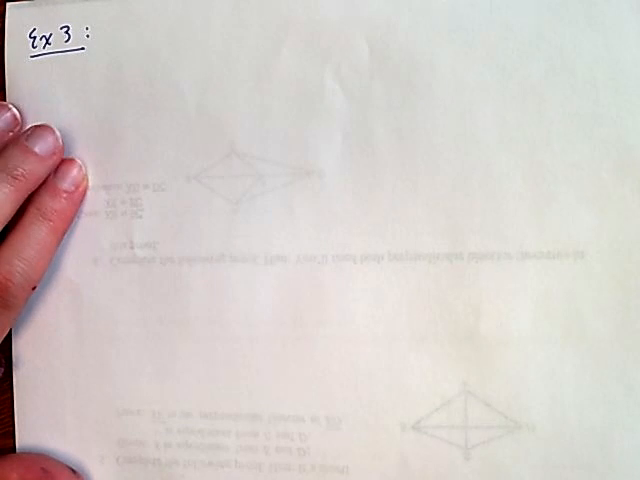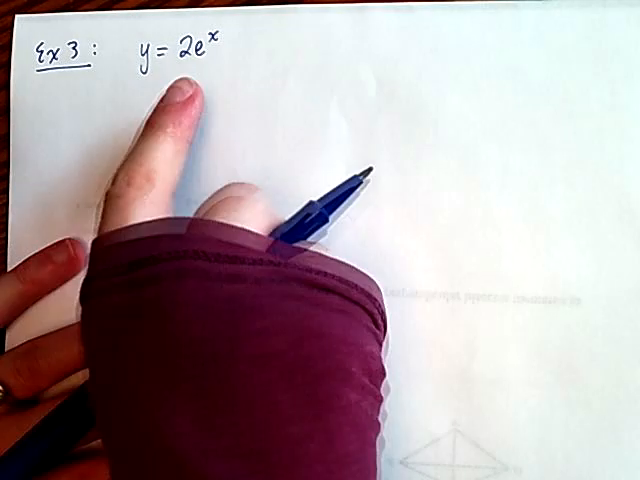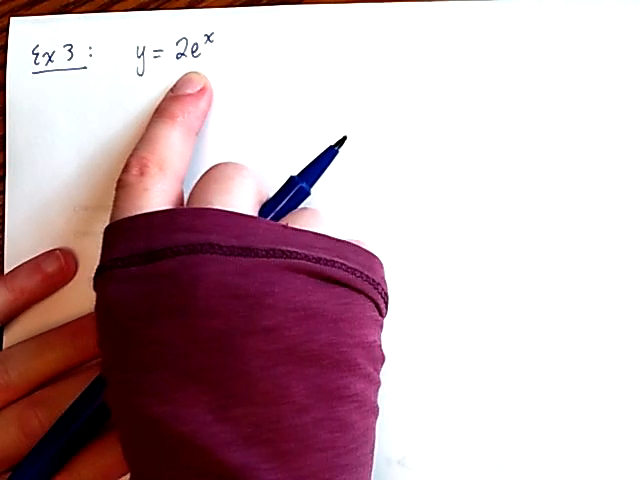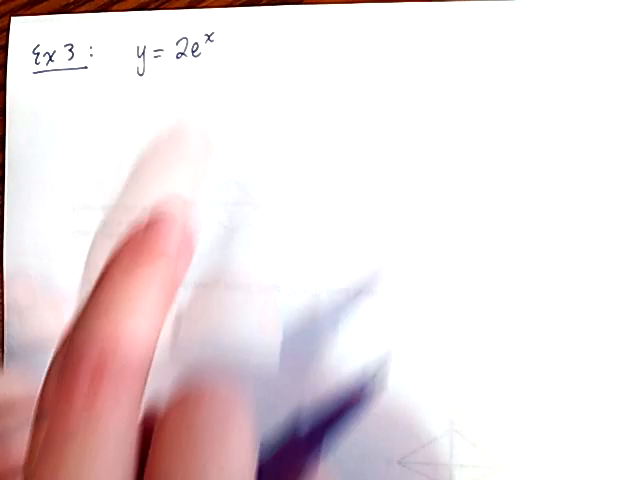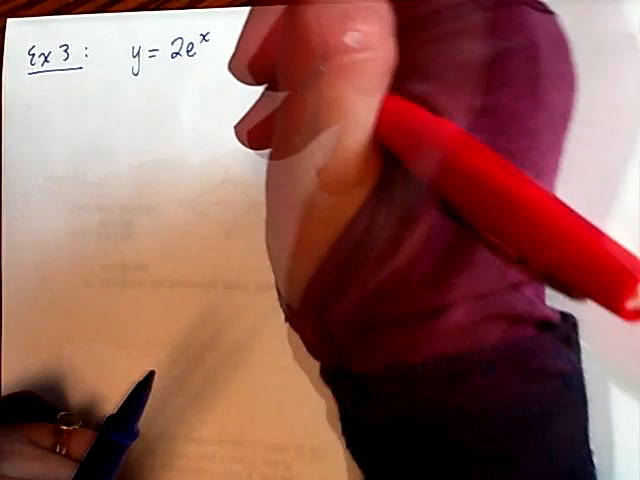Example 3 we're going to look at is y equals 2 e to the x. This is really simple. So remember, the derivative of e to the x is e to the x. And here we have e to the x times some constant. So this is the constant multiple rule.